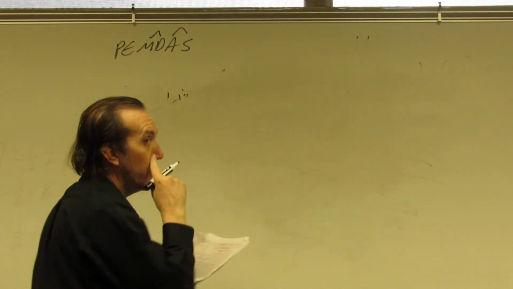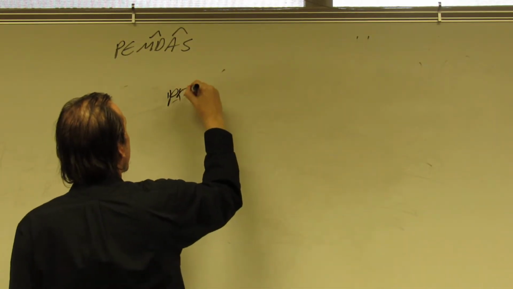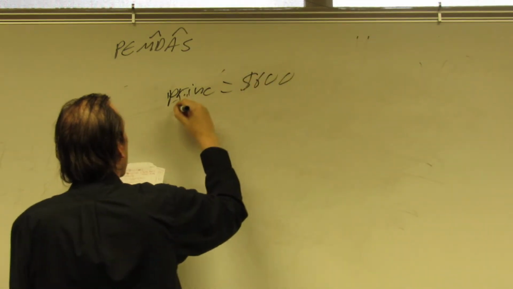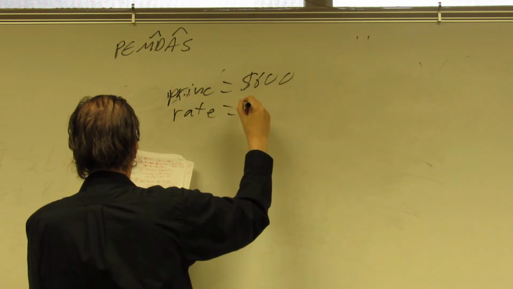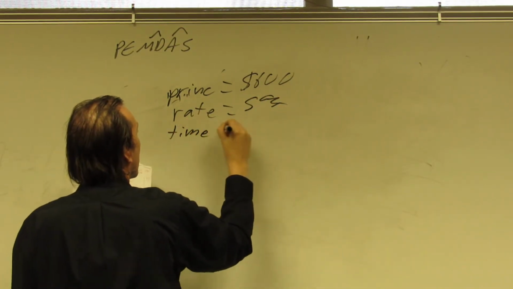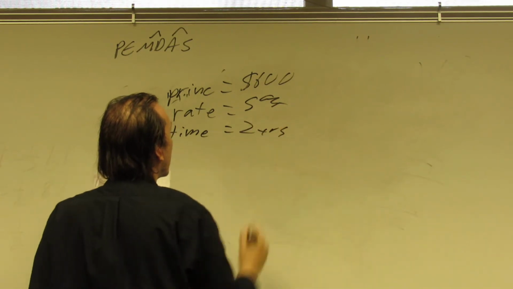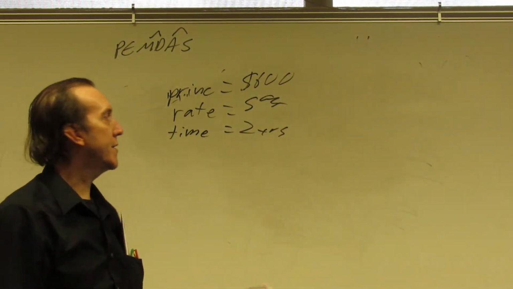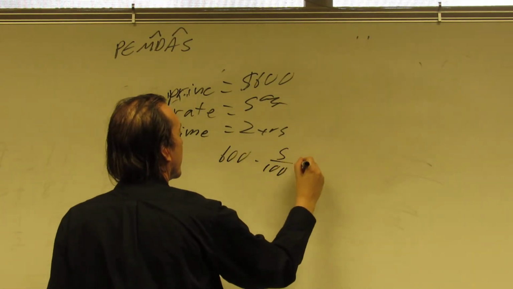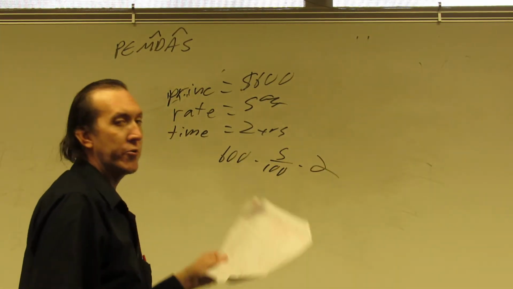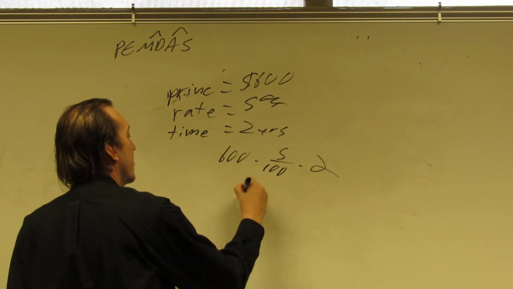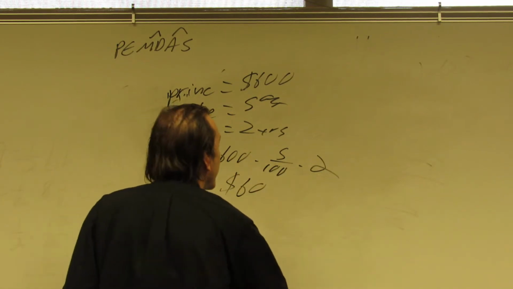Now let's say that we're going to do an interest rate. The principal equals $600. The rate is 5%, and the time equals 2 years. So interest equals PRT. We're going to have 600 times 5 over 100 times 2. 600 divided by 100 is 6, times 5 is 30, times 2 is $60 interest.